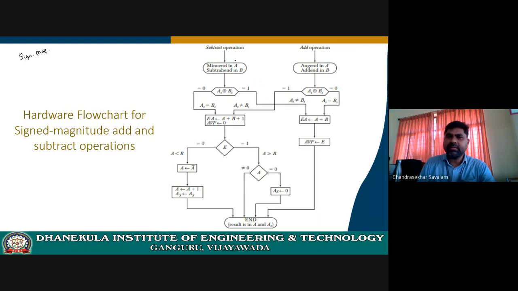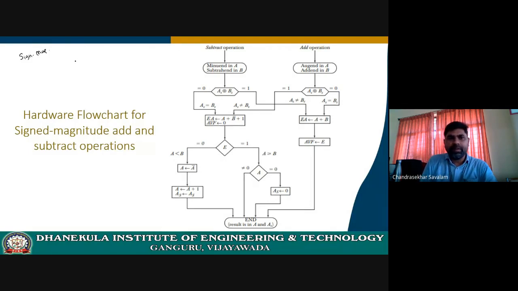First step is to load the contents. Immediately, depending upon the signs of A and B. Suppose, let us take, you need to observe both the subtraction operation as well as the addition operation simultaneously, because this circuit is common for both addition and subtraction.